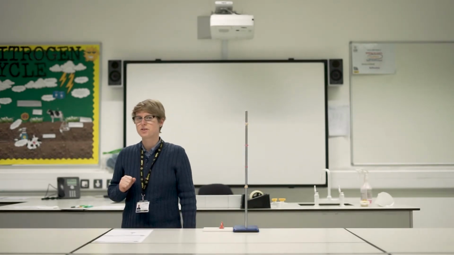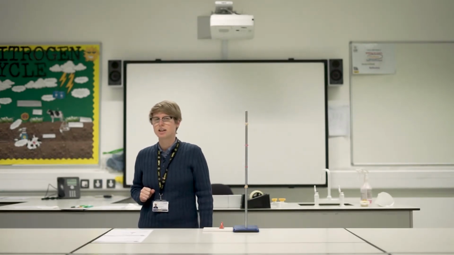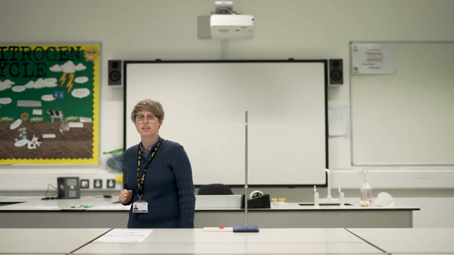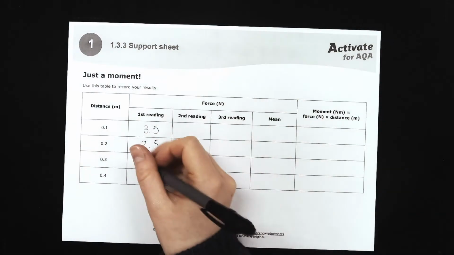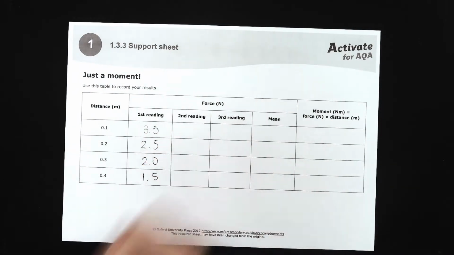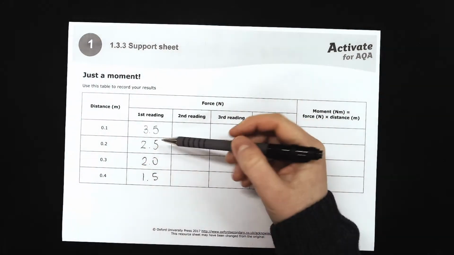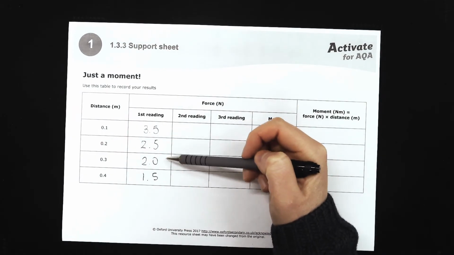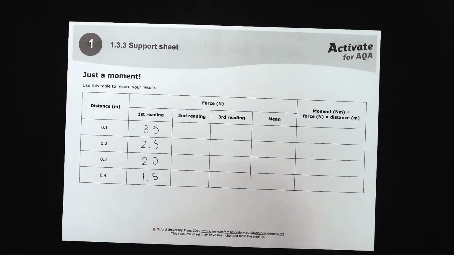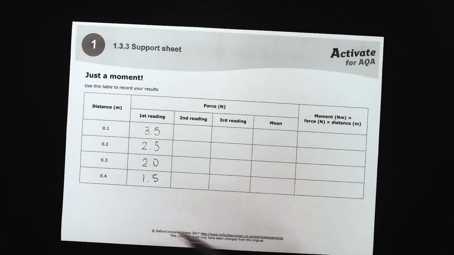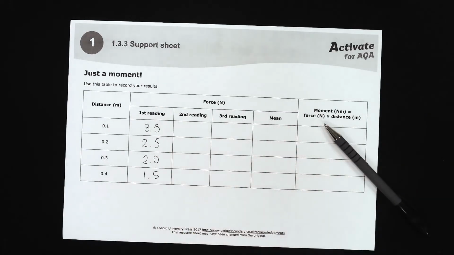Let's see. What do you think I got this time? You can think about it, pause, and then see if you were right. Okay, wait a minute. So we got 3.5, 2.5, 2.0, 1.5. Let's see how repeatable these are.